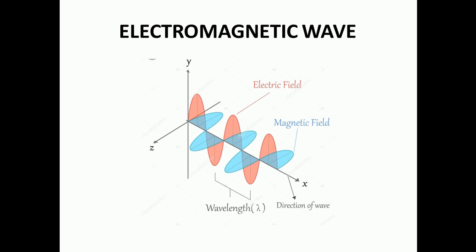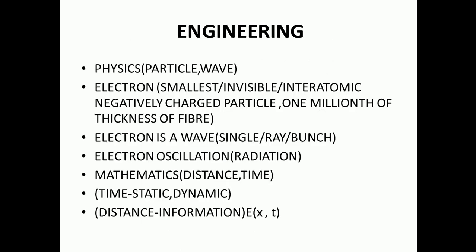Electric field and magnetic field are exactly perpendicular to each other. If the electric field and magnetic field are assumed to be along the x and y directions, then the direction of the wave will be along z. Here the analysis is the wave propagating along the x direction with respect to the y and z directions of the electric and magnetic field. Now we will go into the concept of engineering.